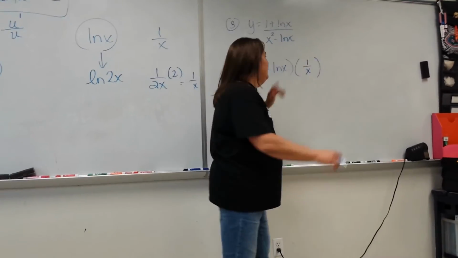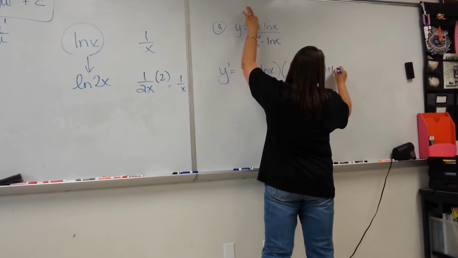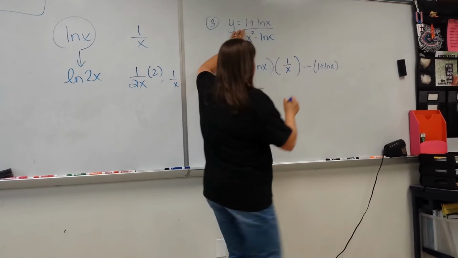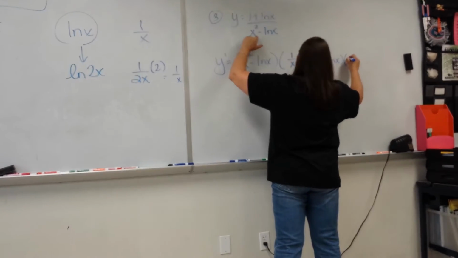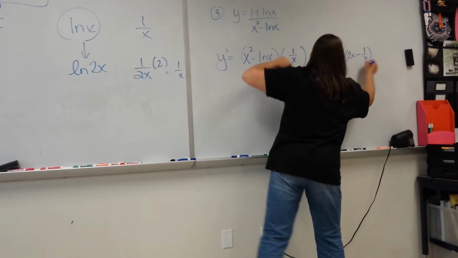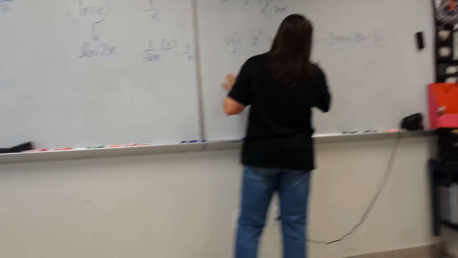So low D high minus high, parenthesis, 1 plus ln of x, D low. You take the derivative of both, so it's 2x minus 1 over x, all over x squared minus ln of x, in parentheses, squared.